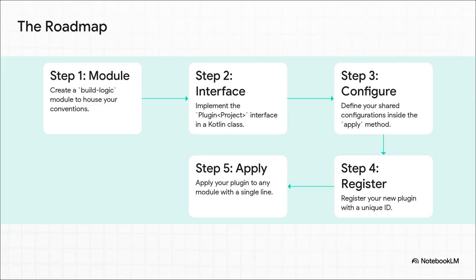So here's the basic roadmap. First, you create a special build logic module. This is where your plugins are going to live. Inside that, you write a simple Kotlin class. That's where you'll define all your shared settings. Then you just give your plugin a unique name, and from that point on, you can apply it anywhere with just one line. It's a really logical process.